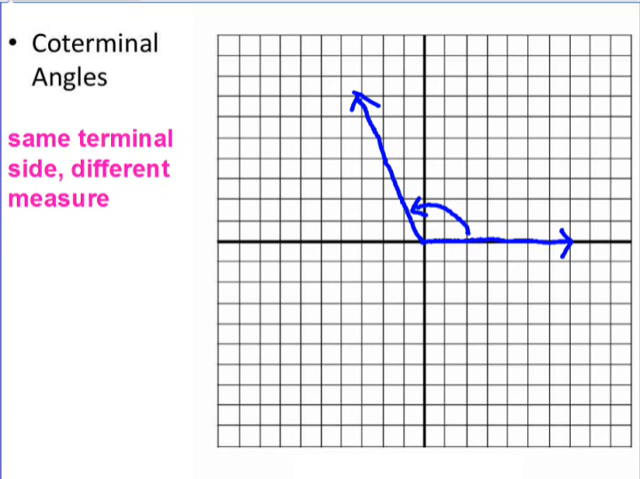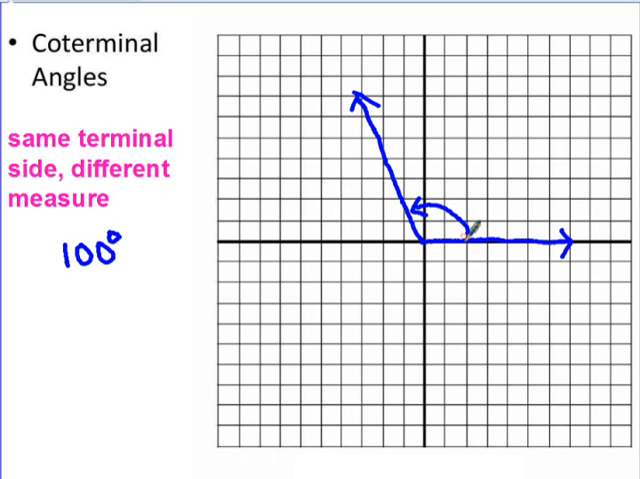Okay, next we have coterminal angles. Alright, coterminal angles are angles that have the same terminal side but a different measurement. So they end up in the same place, but their measures are different. So if I had this angle here, we'll say that it is 100 degrees. So I have a 100-degree angle.